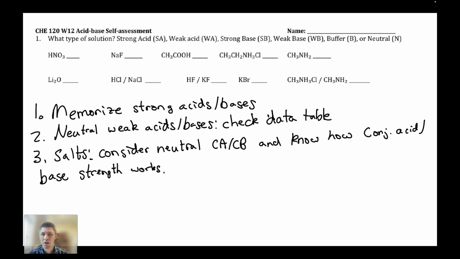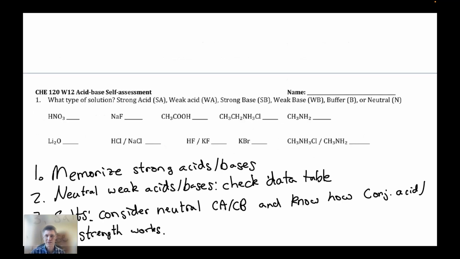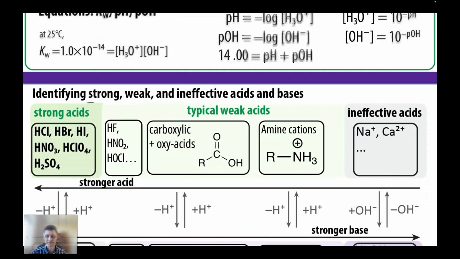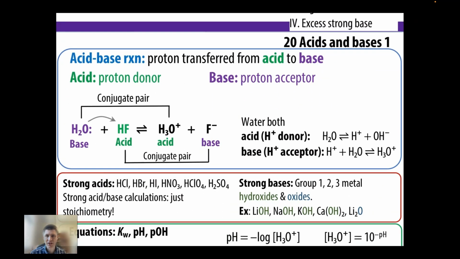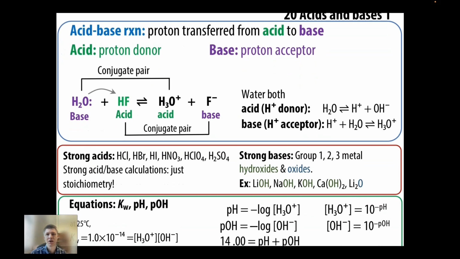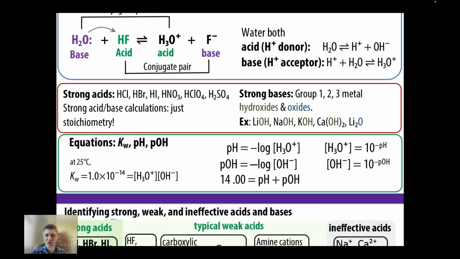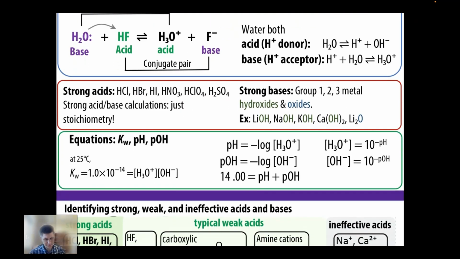So in this case, the first thing to remember is that you should always memorize your strong acids and bases. Looking at our key review content here, the very first thing we learned in acid-base chemistry was just the definition. A proton is transferred from acid to base. An acid is a proton donor, a base is a proton acceptor. These strong acids are shown here. There are just 6 of them that you have to memorize.